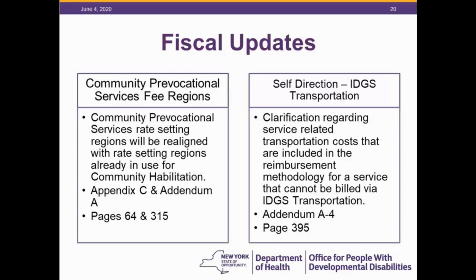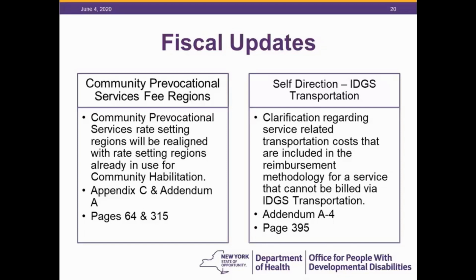So I can take that one. Hi, everyone. This is Kate Marley from OPWDD. We are making a small technical change to the IDGS, that's the Individual Directed Goods and Services chart, that appears on page 395. That change is not an operational change or a policy change. It's really just clarifying language in the waiver that conforms with existing policy, and that is that transportation costs charged to IDGS are not allowed if those transportation costs are covered under a different methodology.